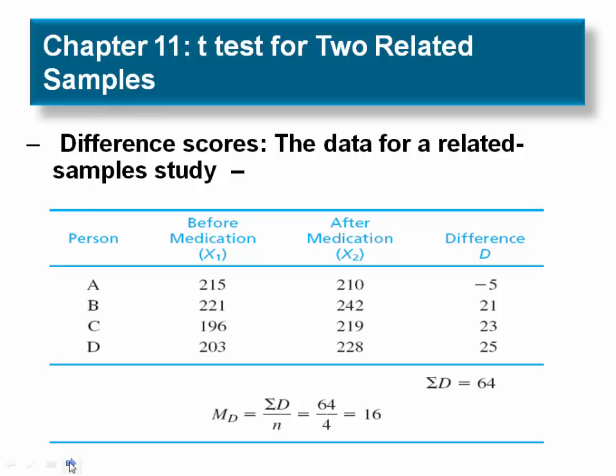Look at the column of difference scores. Note that the sign for each D score tells you the direction of the change. Person A, for example, shows a decrease in reaction time after taking the medication, a negative change. But person B shows an increase, a positive change. The sample of difference scores, D values, will serve as the sample data for the hypothesis test. To compute the t statistic, we will use the number of D scores, N, as well as the sample mean, the mean of D, and the value of the sum of squares for the sample of D scores.